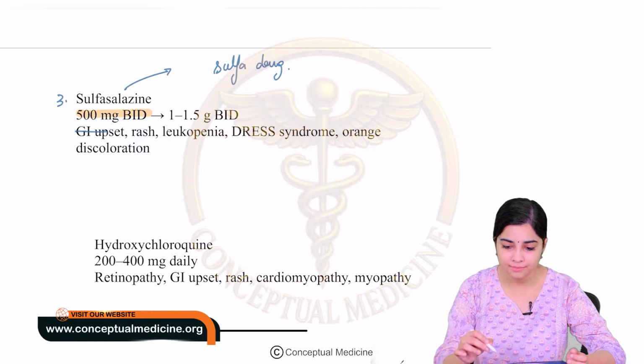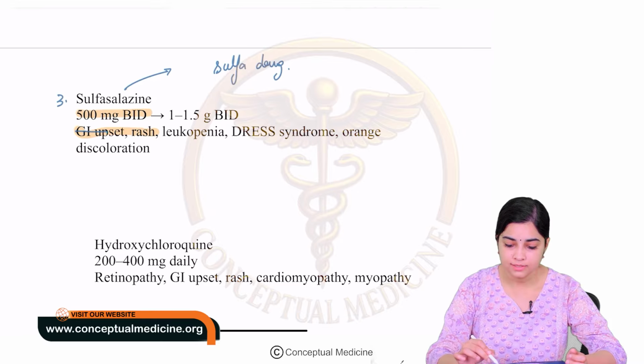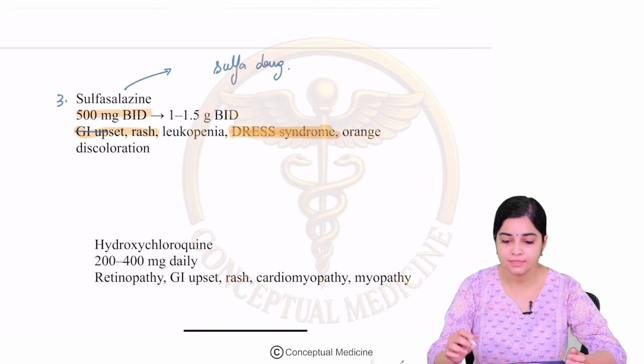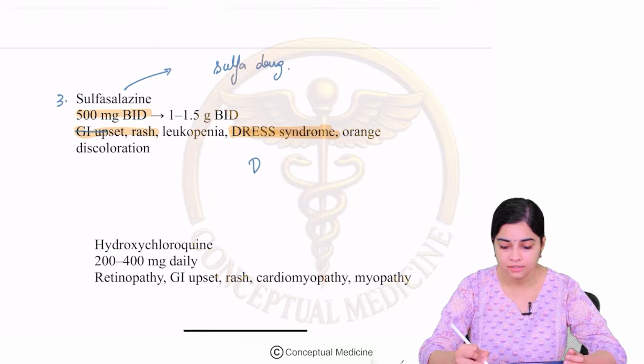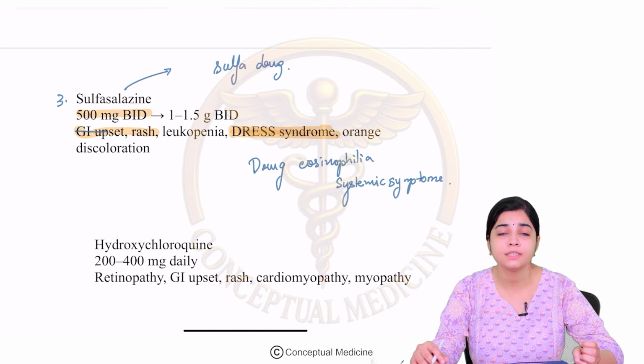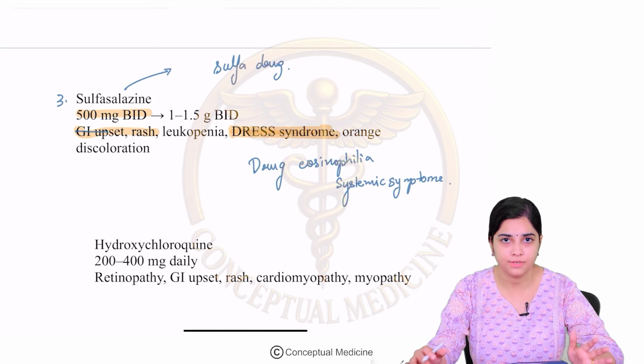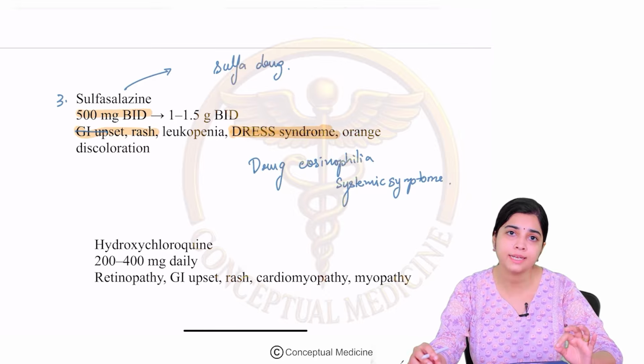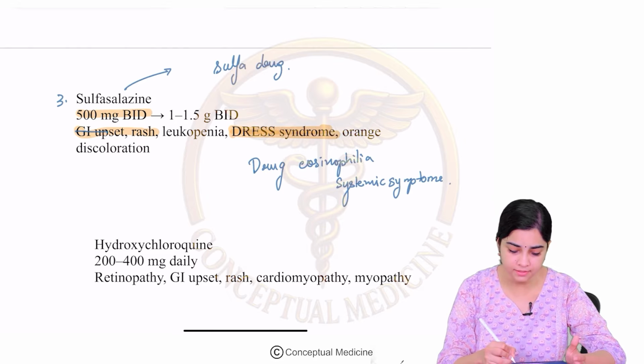It may cause GI upset, it may cause rashes, and in certain conditions it may cause DRESS syndrome, which is basically drug reaction with eosinophilia and systemic symptoms. Okay, in DRESS syndrome they can develop a severe skin rash and they may develop liver derangements as well, right? So this is a rare side effect, but SAS is usually a well tolerated drug.